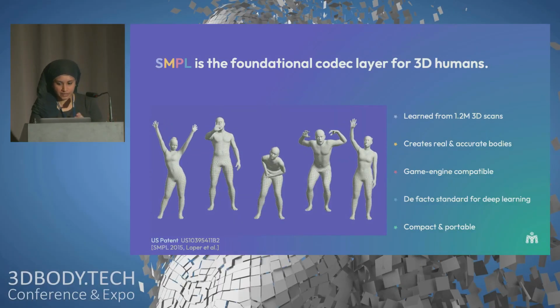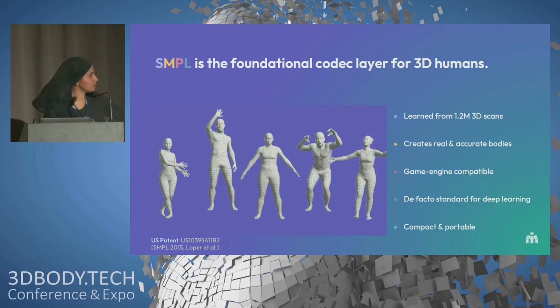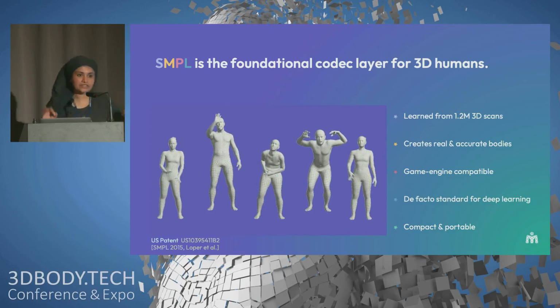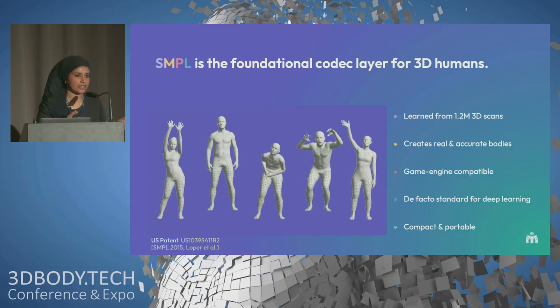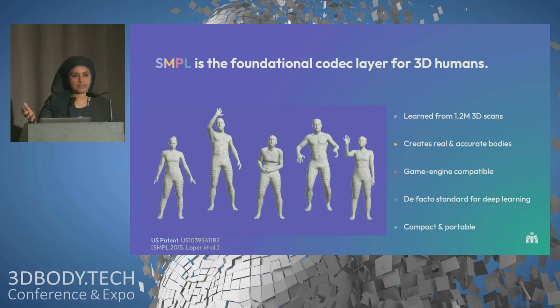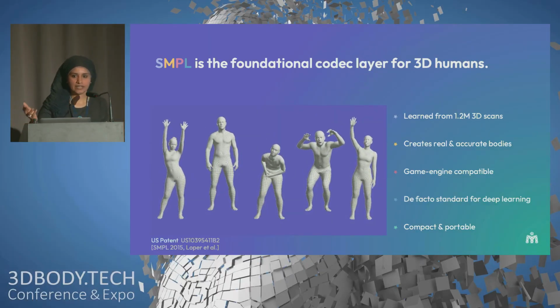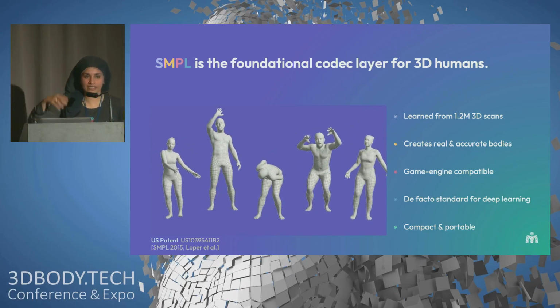What does that mean? That means it's extremely compact. So all of these bodies that you see here, they're actually represented with just 300, something around 300 numbers. That's like less than 3 kilobytes. How big is a 3D scan file? It can be 100 megabytes or 500 megabytes. Can be even higher resolutions, can be even bigger.